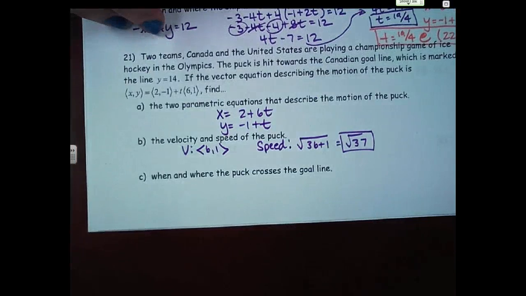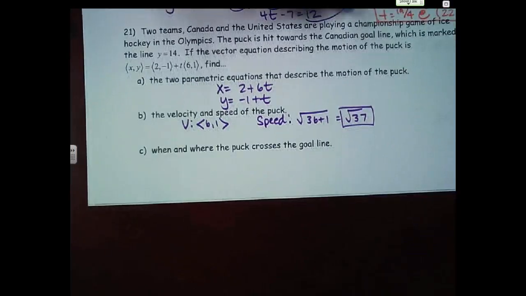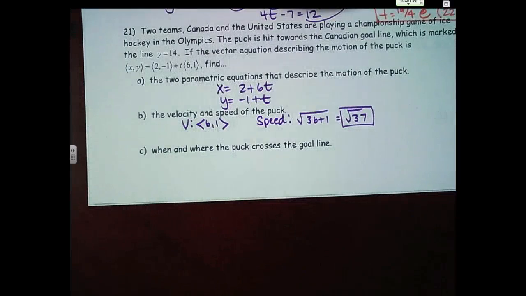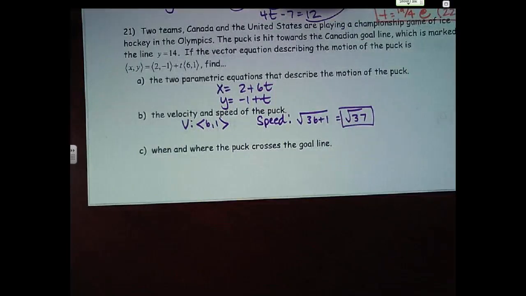So when you get to 21, A and B are pretty straightforward. A is 2 plus 6t, and then y is -1 plus t. The velocity is 6, 1, and the speed is √37. You got that part, right?